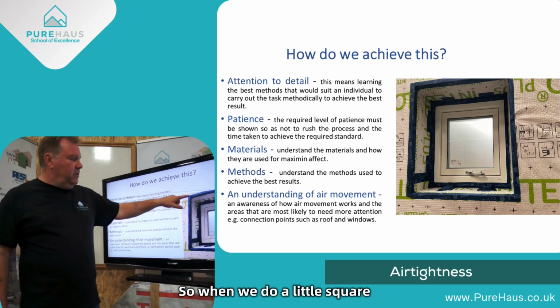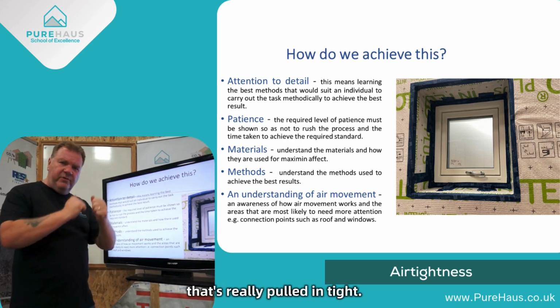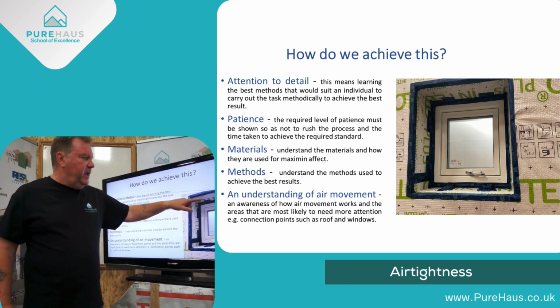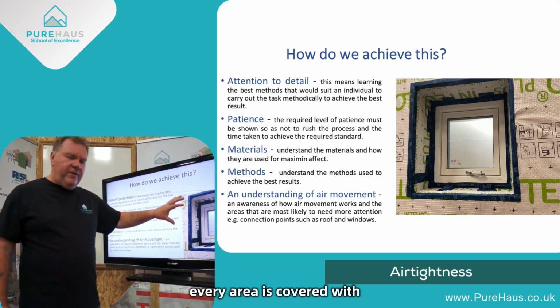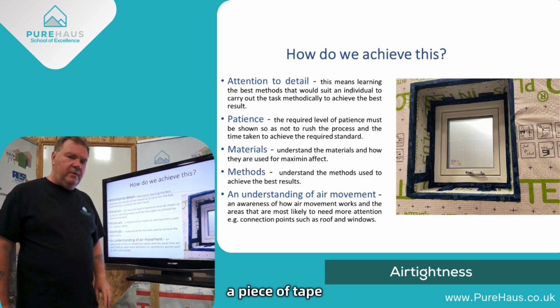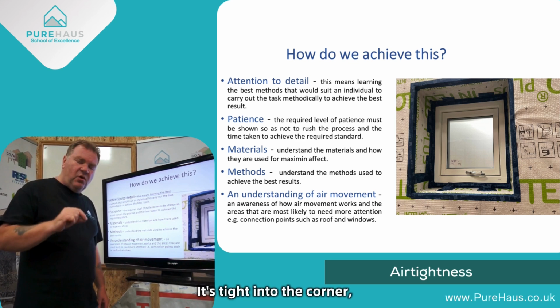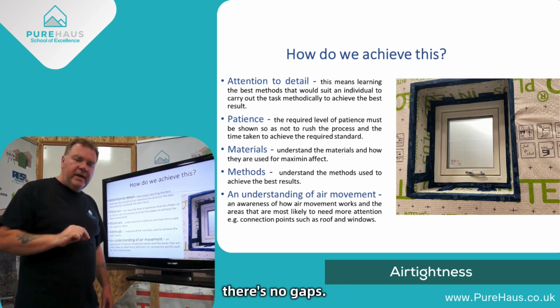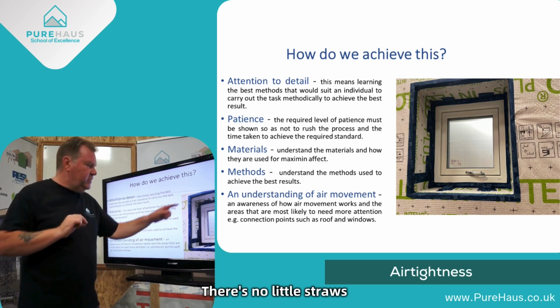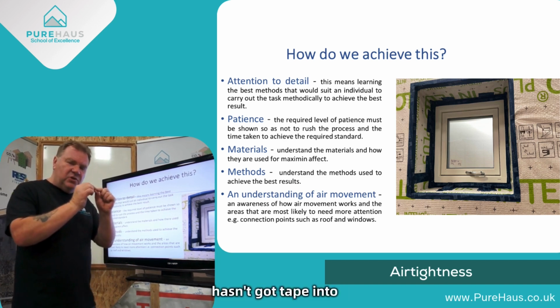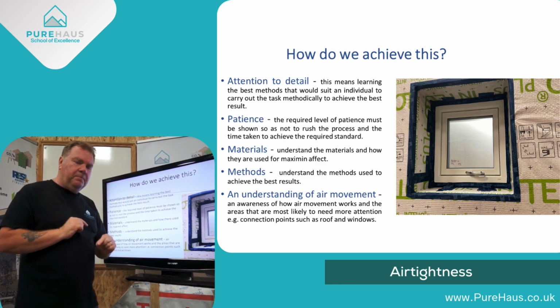So when we do a little square in the corners, make sure that's really pulled in tight. And so every area is covered with a piece of tape, but it's covered in the piece of tape in the correct way. It's tight into the corner. There's no gaps. There's no little straws in the Intello that hasn't got tape in to let air through.